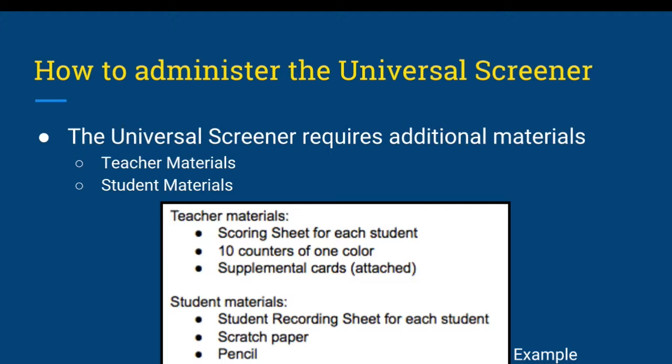This is for kindergarten. The teacher would need a scoring sheet for each student, 10 counters of one color, and the supplemental cards which are attached at the end of the document. The student would need the recording sheet for them and some scratch paper and a pencil.